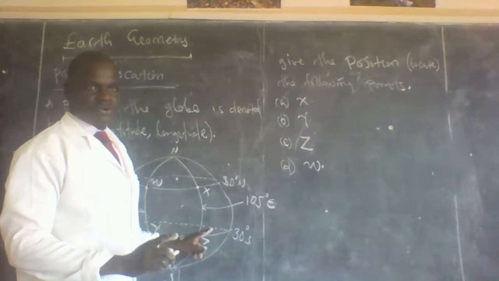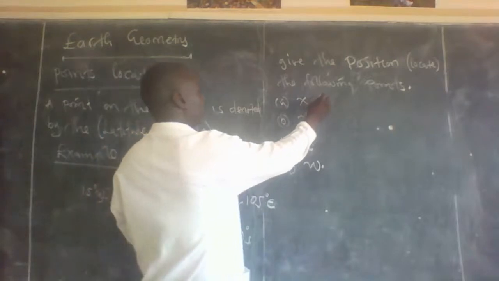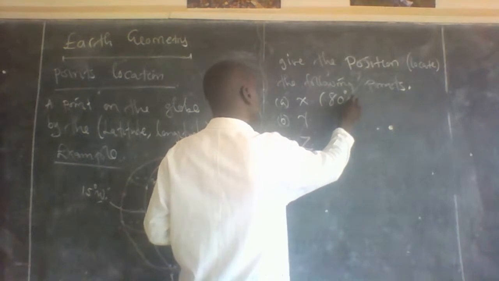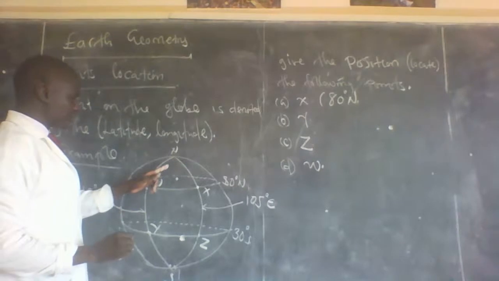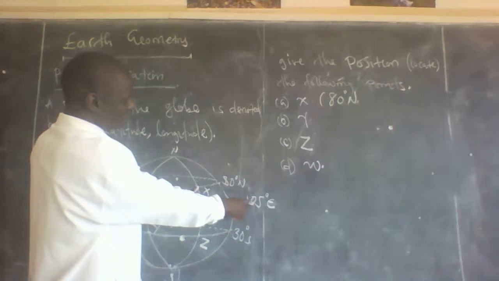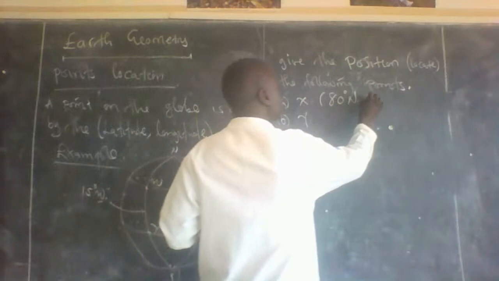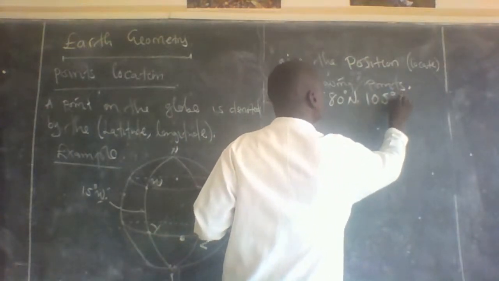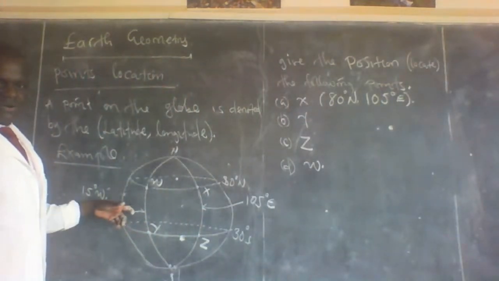But remember, we're going to start with the latitude. So what's the position of the latitude at X? At X, the latitude is 80 degrees north, comma, then we give the position of the longitude. The longitude is this one, passing through point X, and it is located on longitude 105, so it is 105 degrees east. So that's how we can give the position of the point on the globe.